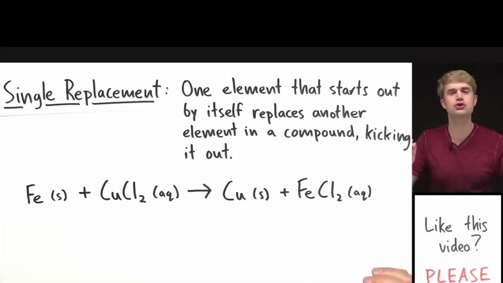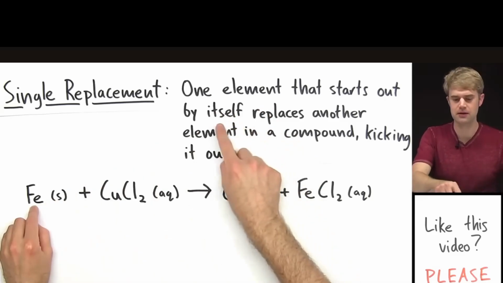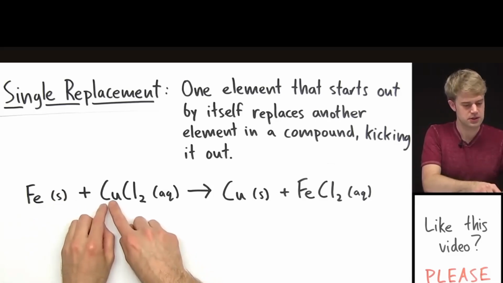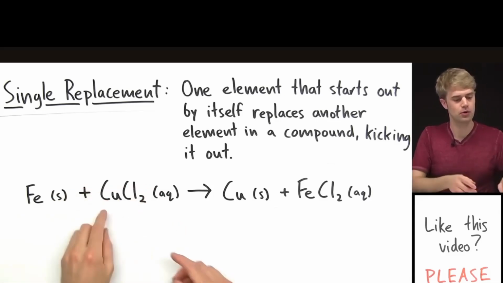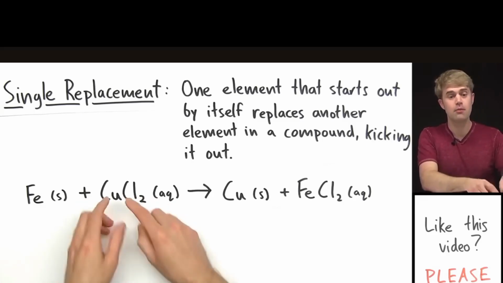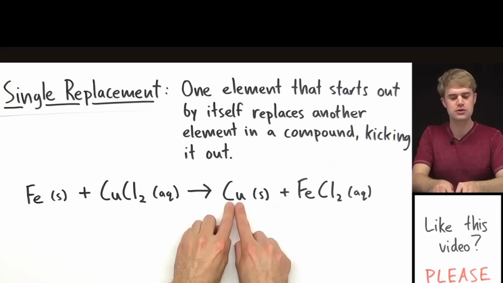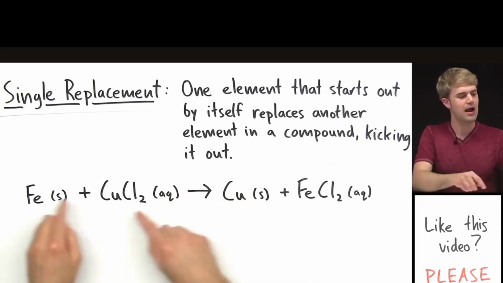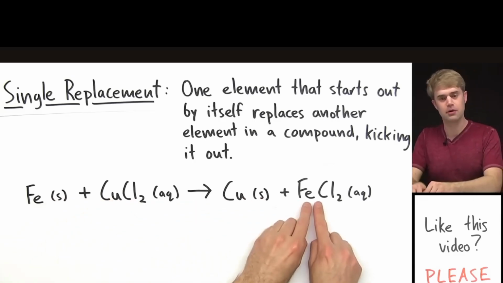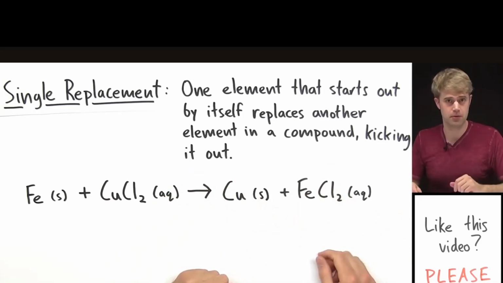And here's an example to show you what I mean. We start out with iron, Fe, which is this element that's by itself. And iron combines with CuCl2, which is copper chloride. Okay, so copper and chloride are paired up here. But what happens is iron kicks out the copper, the Cu. So the Cu ends up by itself, and the Fe, the iron, takes the place of that copper. So now the iron and the Cl, they are now paired up.